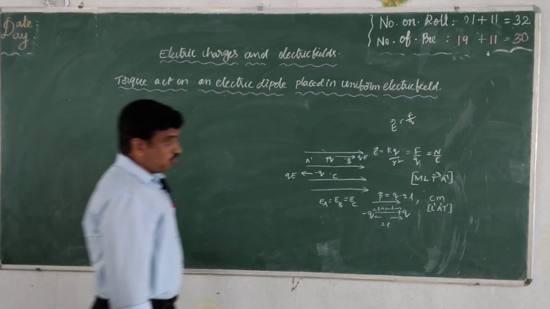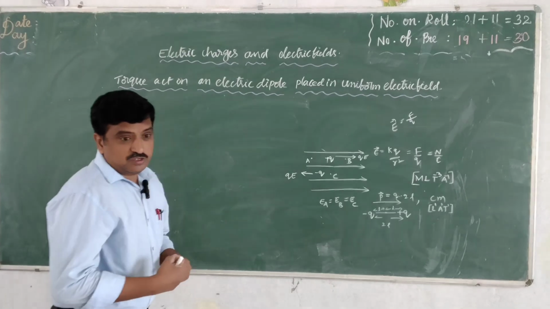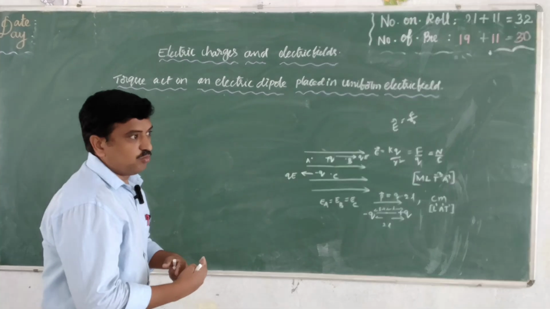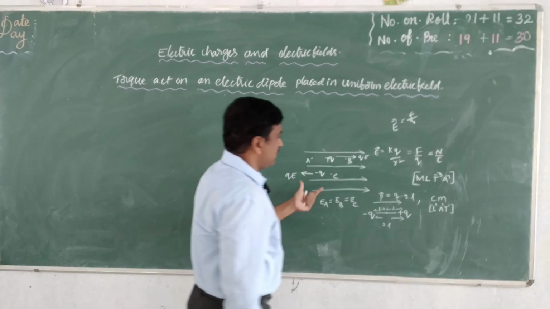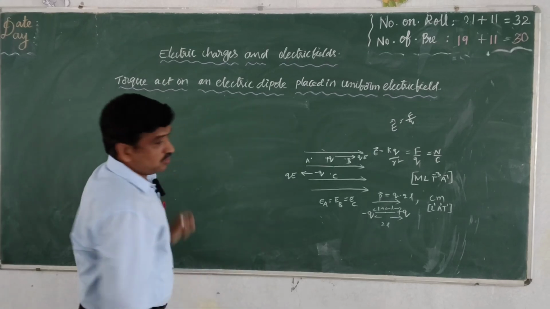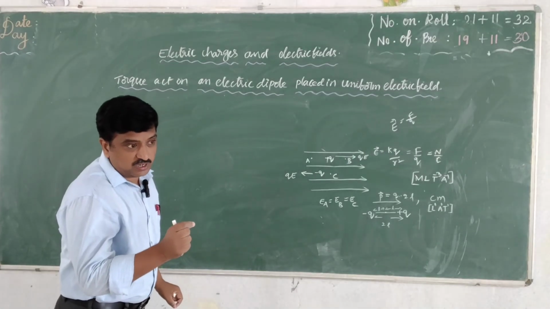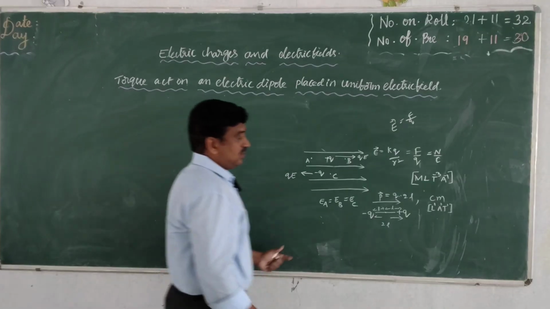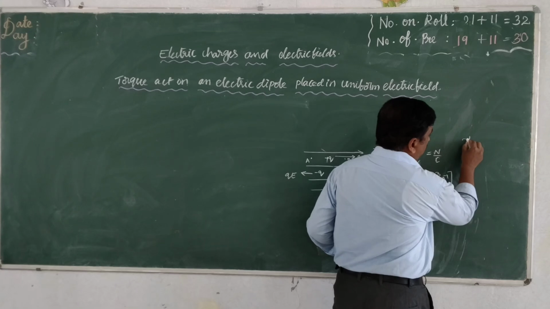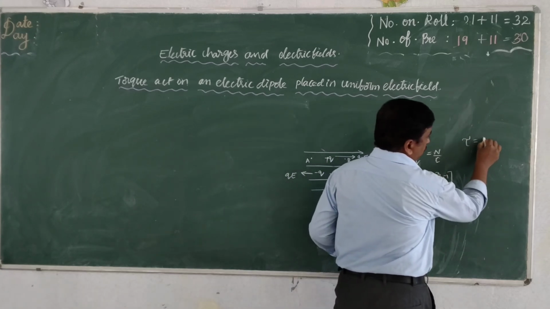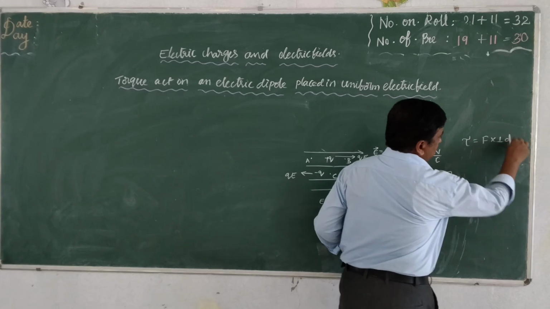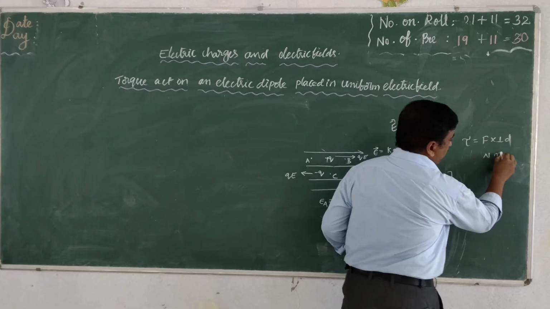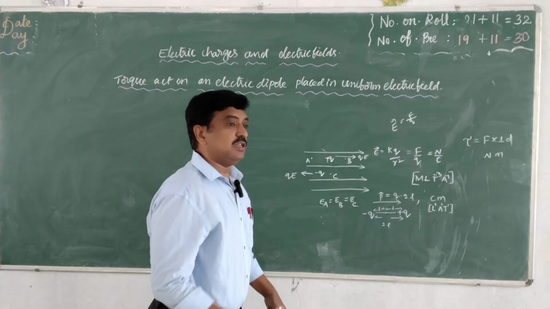See next, what is important here? Torque. Torque is the tendency of a force to rotate a body about its axis. That is called torque. How do we represent it? Not tau... so tau equals force into perpendicular distance. Force is in newton, distance is in meter. Newton meter is the unit of torque. It is a vector quantity.